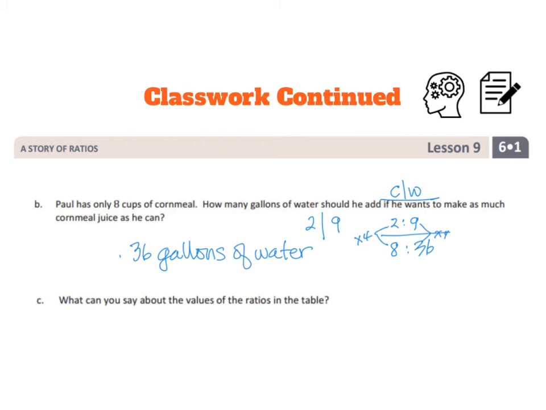C, what can you say about the values of the ratios in the table? That means I'm writing it as a fraction. Well, all values are equal to 2/9, 2 to 9, right? That's what I could say.